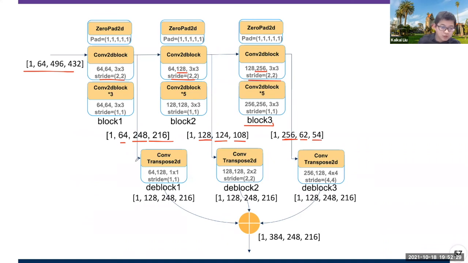Now every output goes through a deconvolution. This one becomes 128 channels with the same resolution. This one upsamples 2 times, so the resolution becomes 248 by 212. This one upsamples 4 times, and now you get the same size. Then you concat them together, so the resolution is 248 by 216 and the channel number is 384. This is the backbone output.